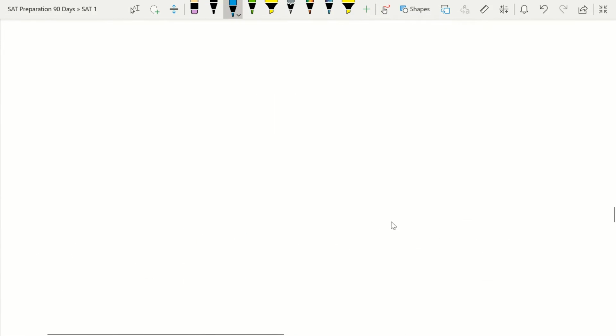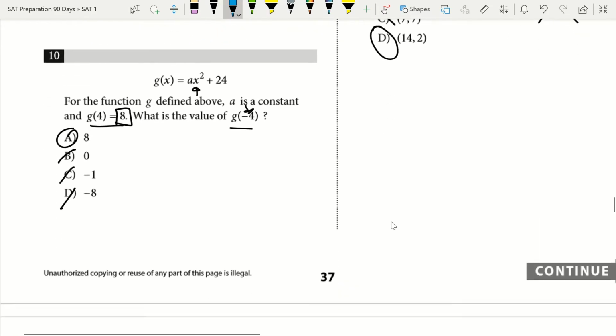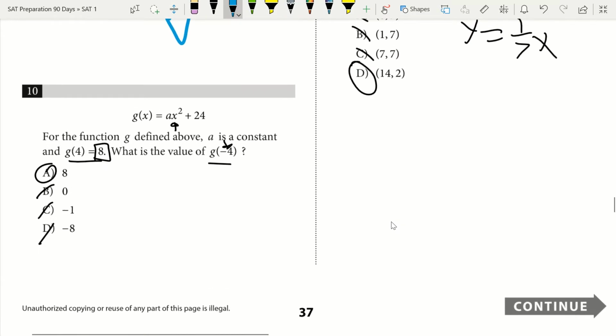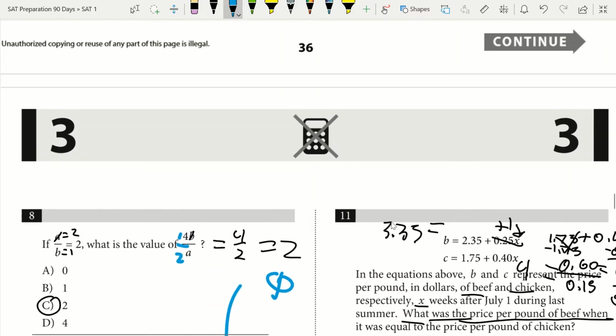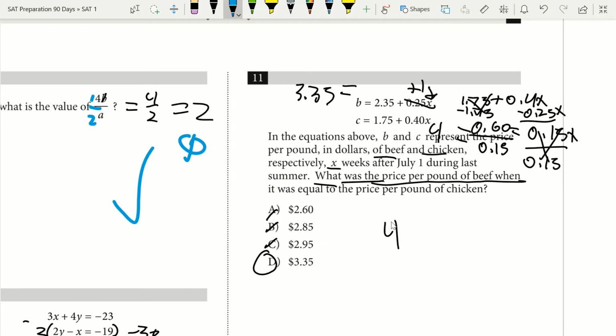At this point, we go back. We check 10 through 15. We got 10 right here. Okay, we got ax squared plus 24 equals g of x. It says g of 4 is 8. Okay, and then I'm asked for the value of g of negative 4. Negative 4 squared is 16. 4 squared is also 16. They're going to equal the same number. That's going to be 8. That's checked. Number 11. Okay, I'm asked to see when these two equal each other. I got 335. I see that that's going to be when I plug in that 4.